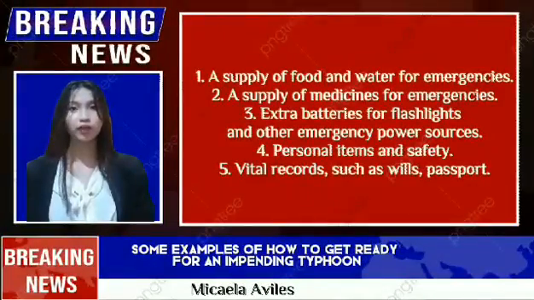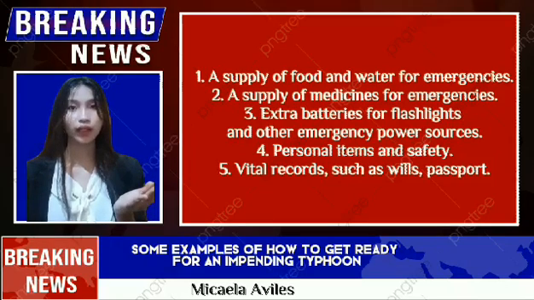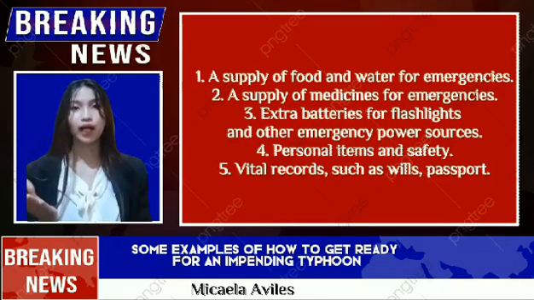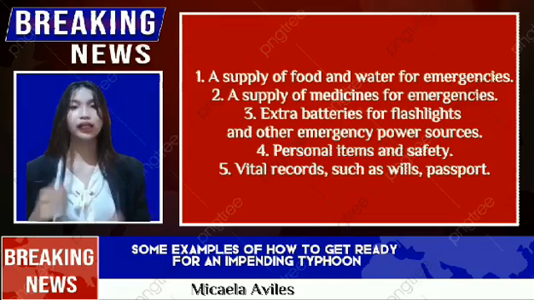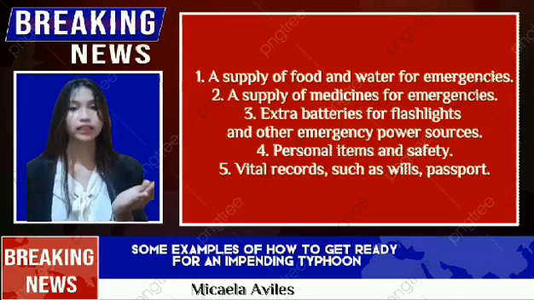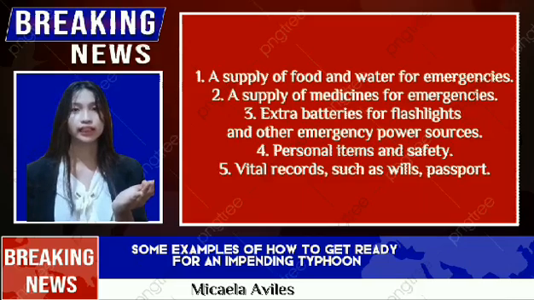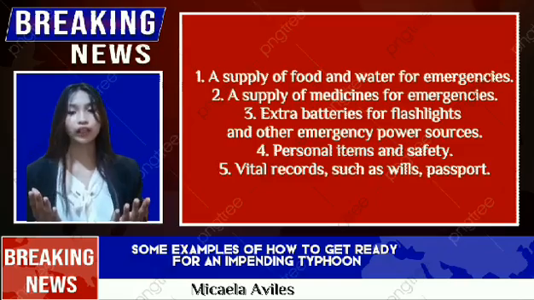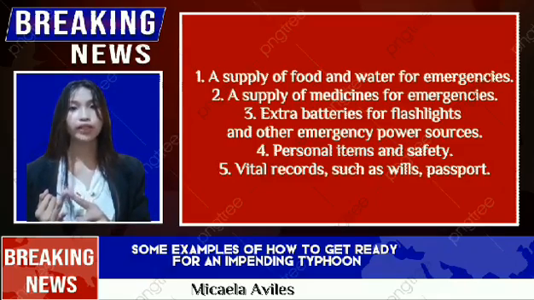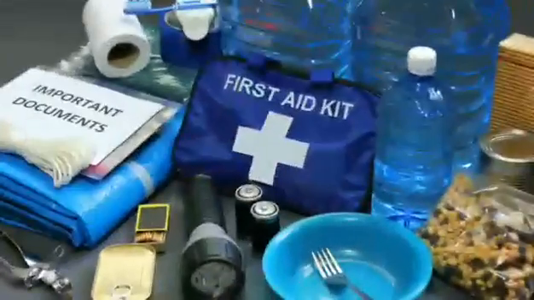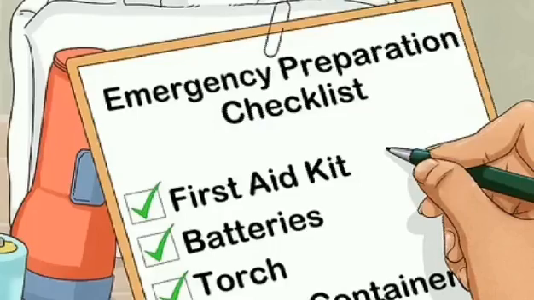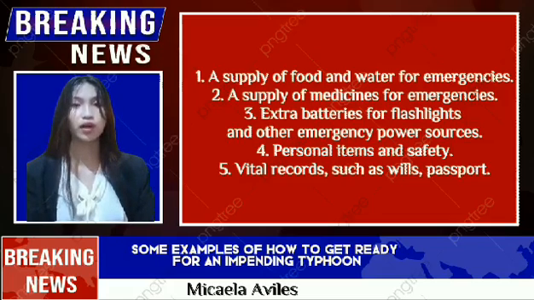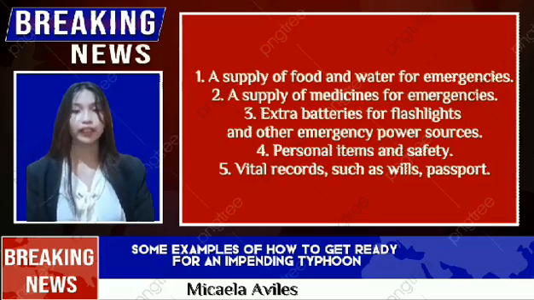These are some examples of how to get ready for an impending typhoon. Number 1, a supply of food and water for emergencies. Number 2, a supply of medicines for emergencies. Number 3, extra batteries for flashlights and other emergency power resources. Number 4, personal items and safety. And lastly, number 5, vital records such as wills, passports, and personal identification papers.